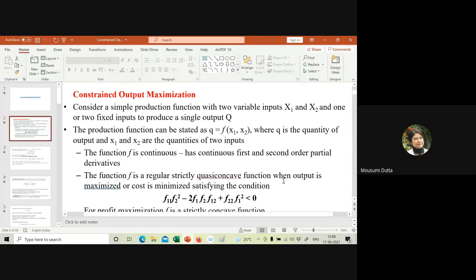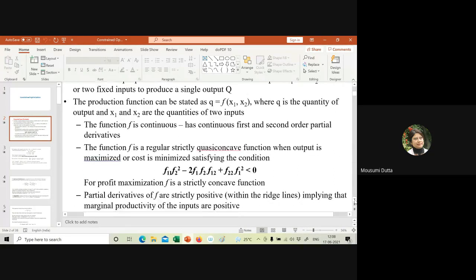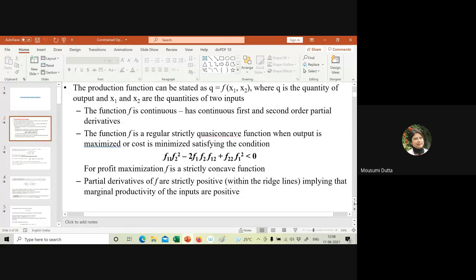The function f is a regular, strictly quasi-concave function when output is maximized or cost is minimized, satisfying the condition f11 f2 square minus f1 f2 f12 plus f22 f1 square is less than 0.